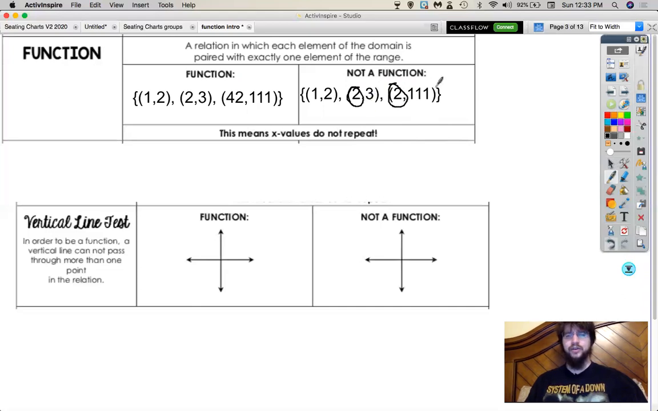So we can't have this thing going on. 2 can't go to two different things. X values do not repeat. That's key.